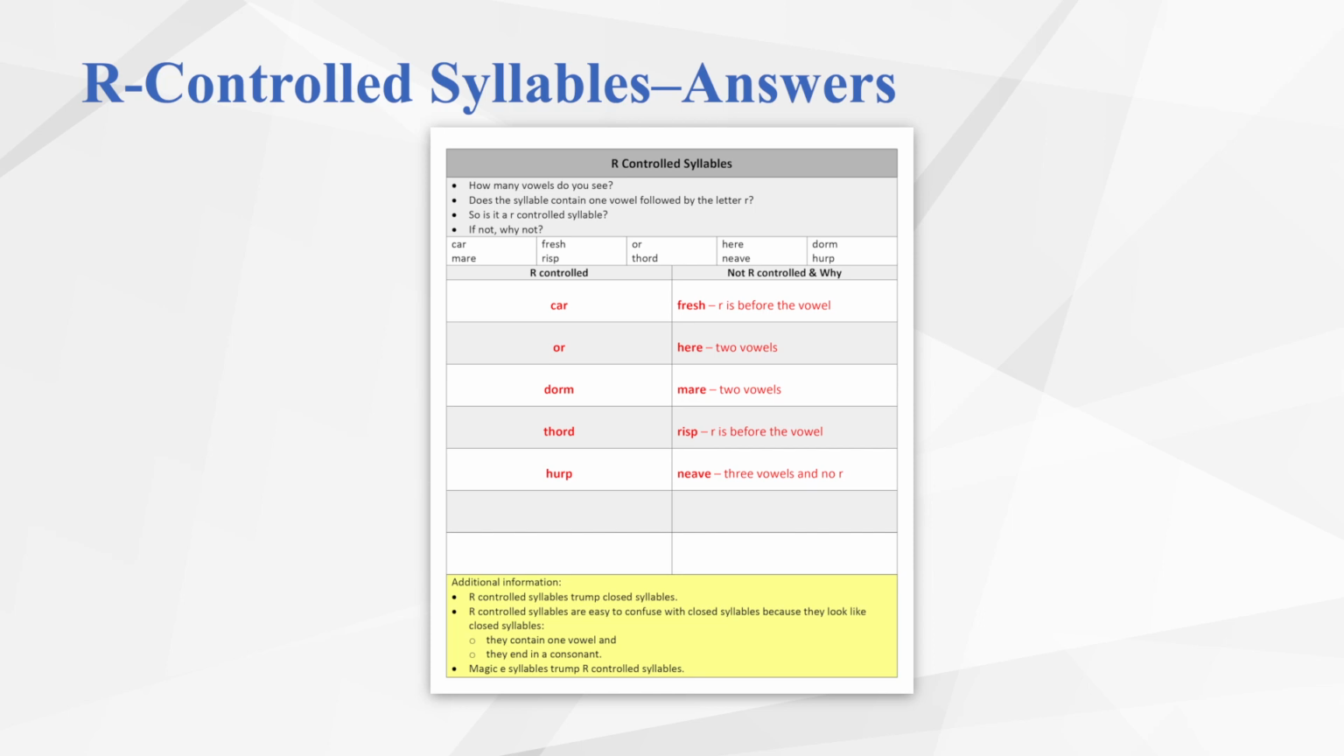Same with mare. Mare is not R-controlled because it has 2 vowels. RISP is not R-controlled because the letters are, again, in the wrong order. Neve has 3 vowels and no R. What is that E doing at the end of the syllable? Remember our rule? No English word ends with V, always followed by a silent E. That final E is all about the V and has nothing to do with the vowel sound in this syllable.